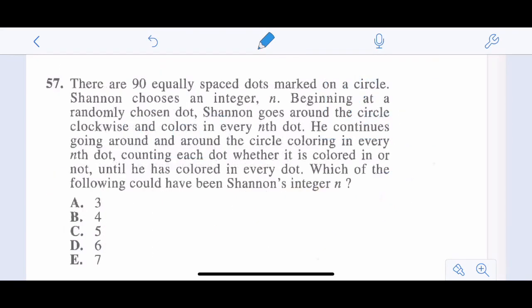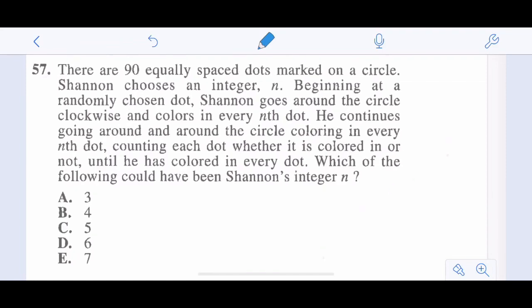Okay, there are 90 equally spaced dots on a circle. Shannon chooses an integer n. Beginning at a randomly chosen dot, Shannon goes around the circle clockwise and colors in every nth dot. He continues going around and around, coloring in every nth dot, counting each dot, whether it is colored or not, until he has colored every dot, which could be Shannon's integer.